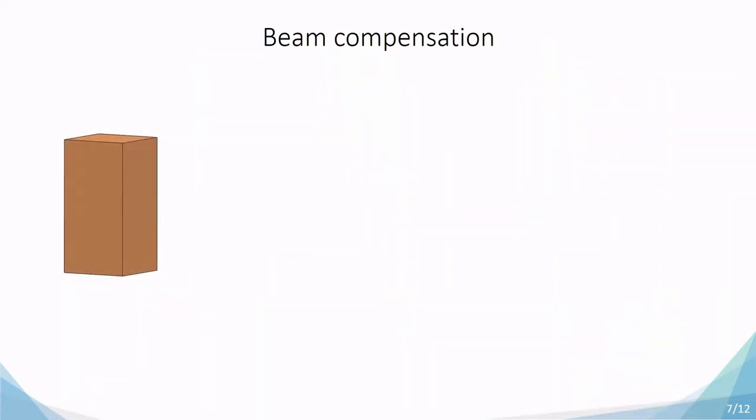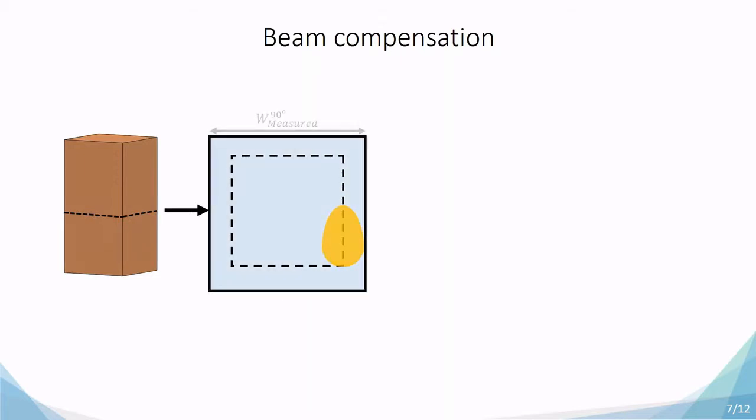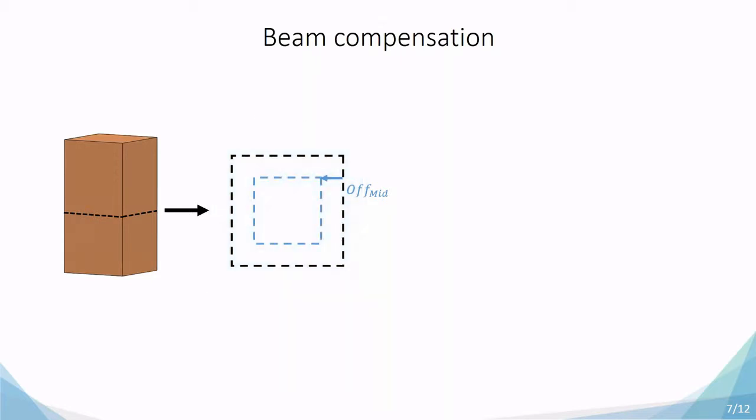The other common solution to these down-facing defects is the beam compensation, which is an offset. If we take a general vertical sample, we have the CAD dimension, and if we print this without any compensation, we obtain a part which is slightly bigger than the CAD model. So we can measure this part, compare it to the CAD model, and calculate the offset, which is then applied to the printed contour.